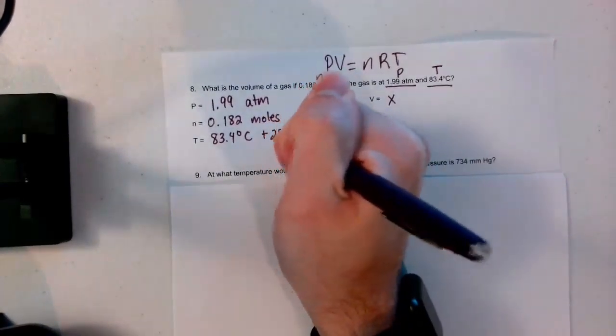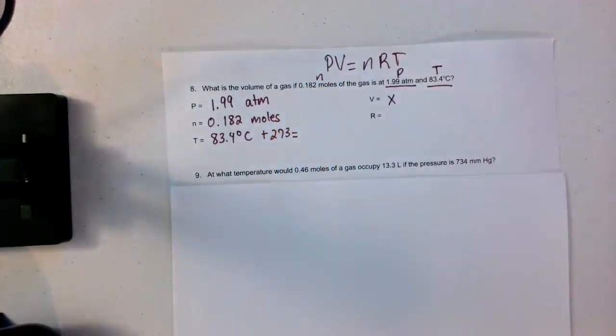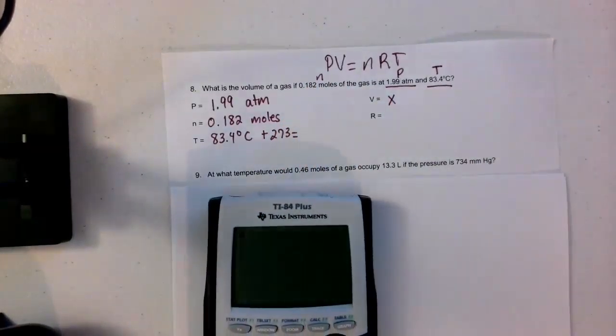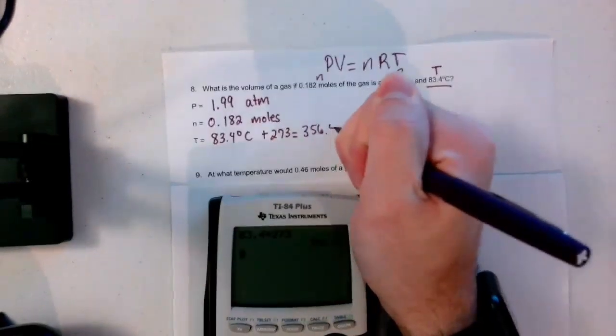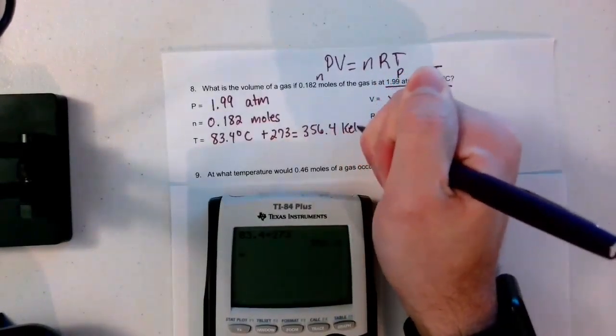So I'm going to add 273, and why am I adding 273? It's just so that we can get it into the Kelvin temperature. So I'm going to take out my calculator, I'm going to do 83.4 plus the 273, and that's going to equal 356.4, and that's going to be in Kelvin.